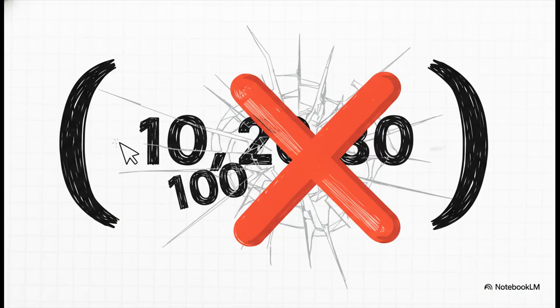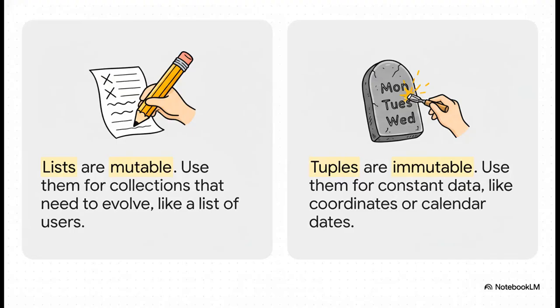You create tuples using parentheses like this coordinates tuple. Now, watch what happens when we try to change that first element. Python immediately throws an error, and this isn't a bug, it's a feature. It's there to guarantee your data stays constant and secure. So, to sum it up, lists are for collections that need to change and grow over time, maybe like a list of users signing up for your app. Tuples, on the other hand, are for data that should stay constant and protected, like the days of the week or a set of geographic coordinates.